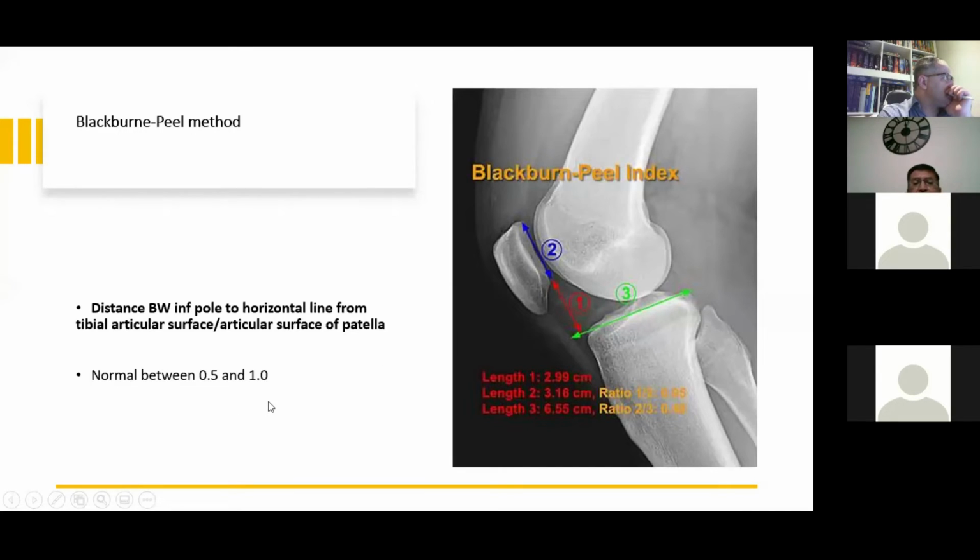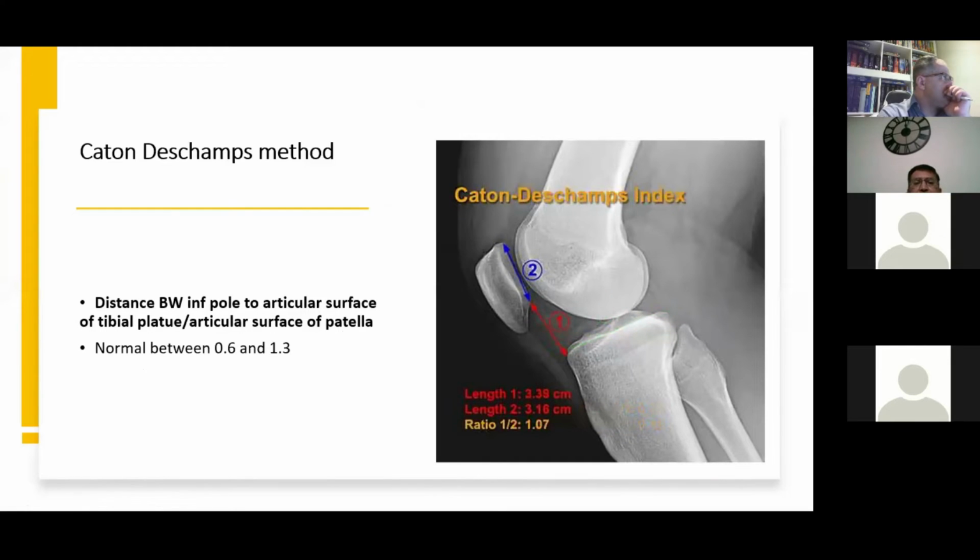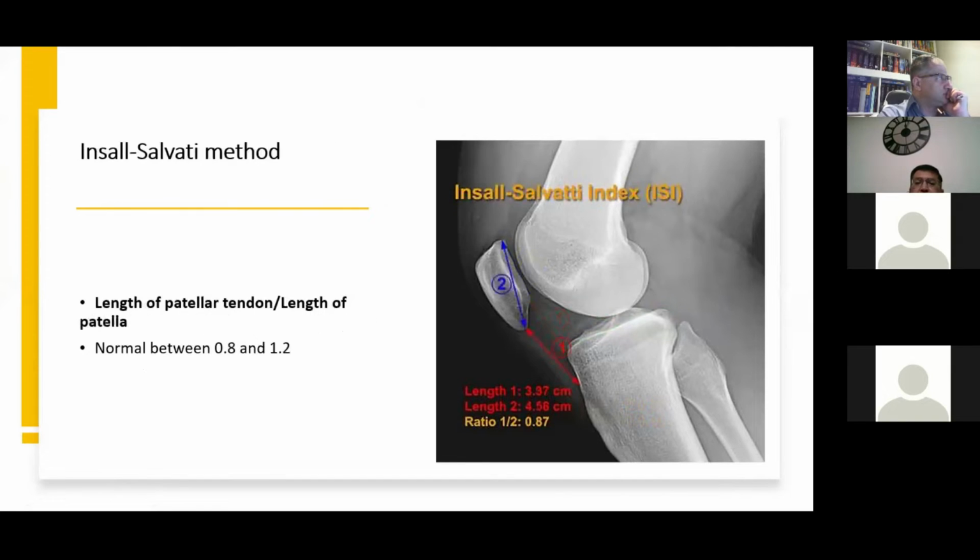The normal range is 0.5 to 1. The other one is Caton-Deschamps, and that is the distance between the inferior pole to the articular surface of the tibial plateau, divided by the articular surface of the patella. This is between 0.6 to 1.3. And then the Insall-Salvati ratio, that is the length of the patellar tendon divided by the length of the patella. Normal range is 0.8 to 1.2. So these are the different methods by which we can measure the height of the patella, and we can use any one of them. Usually we use the Blackburn-Peel ratio or Caton-Deschamps.